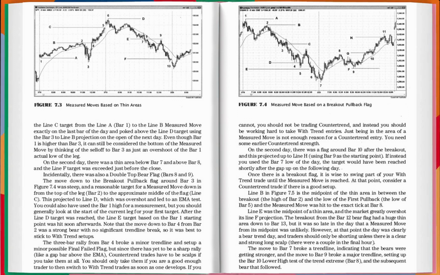Line B in figure 7.5 is the midpoint of the thin area in between the breakout, the high of bar 2, and the low of the first pullback, the low of bar 5. And the measured move was hit to the exact tick at bar 8. Line E was the midpoint of a thin area, and the market greatly overshot its line F projection.